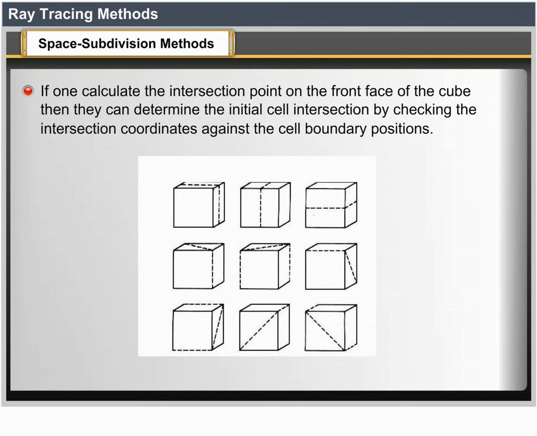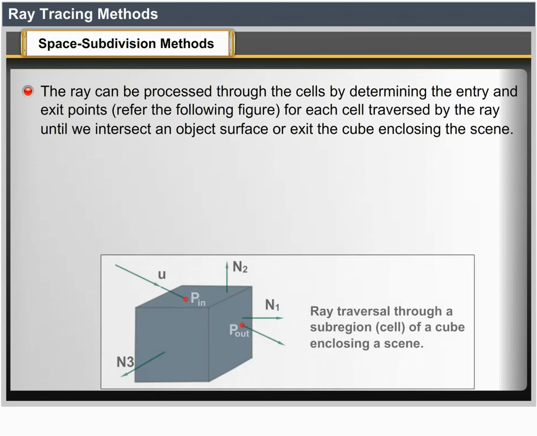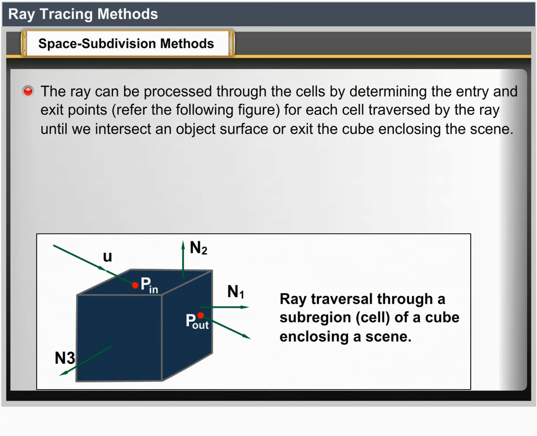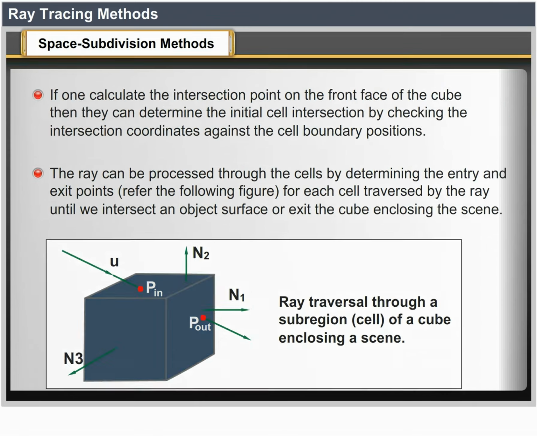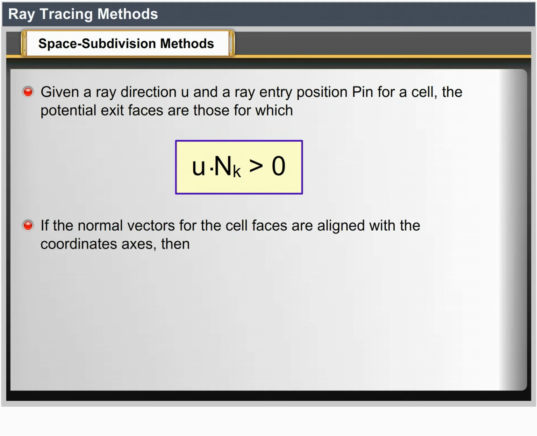We then need to process the ray through the cells by determining the entry and exit points, refer to the following figure, for each cell traversed by the ray until we intersect an object surface or exit the cube enclosing the scene. Given a ray direction u and a ray entry position P_in for a cell, the potential exit faces are those for which u · N_k is greater than 0. If the normal vectors for the cell faces are aligned with the coordinate axes, then we have.